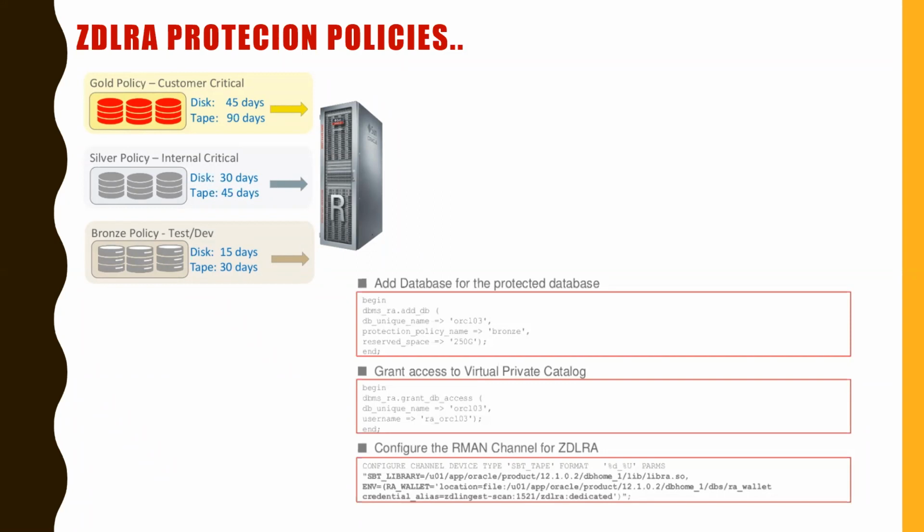The first steps, adding the database and granting access to the virtual private catalog, should be done on the recovery appliance. The next one, configuring the RMAN channels for ZDLRA, should be done at the protected database. I think we already mentioned that we need to configure the SBT tape channels with the proper wallet information and the SBT library path.